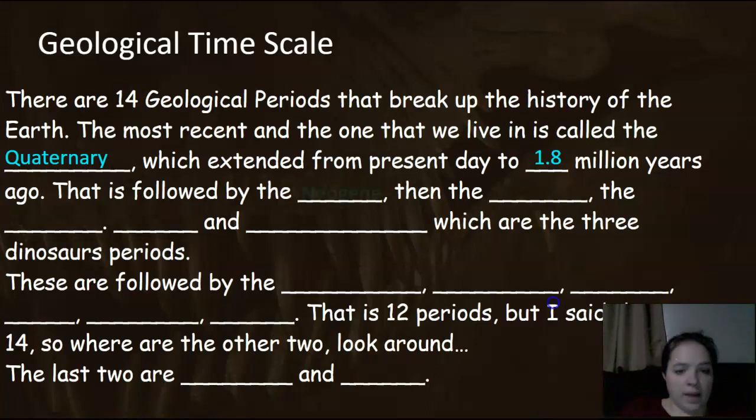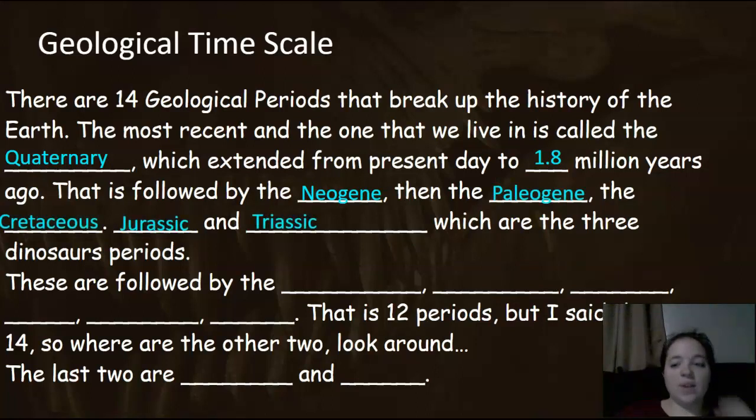That is followed by the Neogene, then the Paleogene, the Cretaceous, the Jurassic, Triassic. Those three, the Cretaceous, Jurassic, Triassic, are the dinosaur periods. I know a lot of people have seen Jurassic World, which came off of Jurassic Park. And I know Jurassic sounds really cool, but actually most of the dinosaurs you see in that movie are from the Cretaceous time period. So it should be called Cretaceous Park, but it's not.